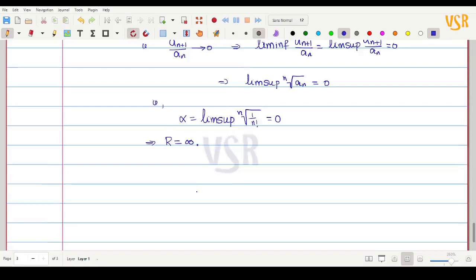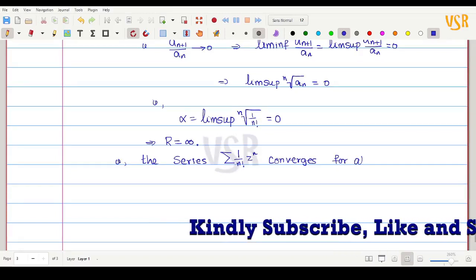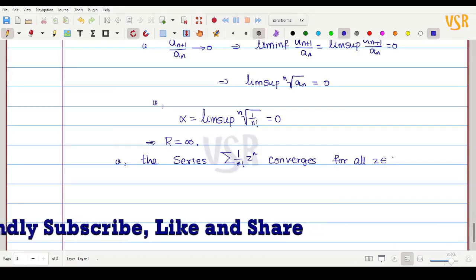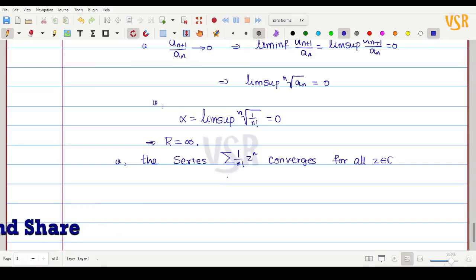அப்படின்னா what it means அப்படின்னா that is the series summation an z to the power n, an என்பது இங்க 1 divided by n factorial போட்டுக்கிட்டுமா. அப்போ 1 divided by n factorial into z to the power n converges for all z belongs to C. நீங்க C ல எந்த ஒரு காம்ப்ளெக்ஸ் நம்பர் கொடுத்தாலும் this fellow will converge.